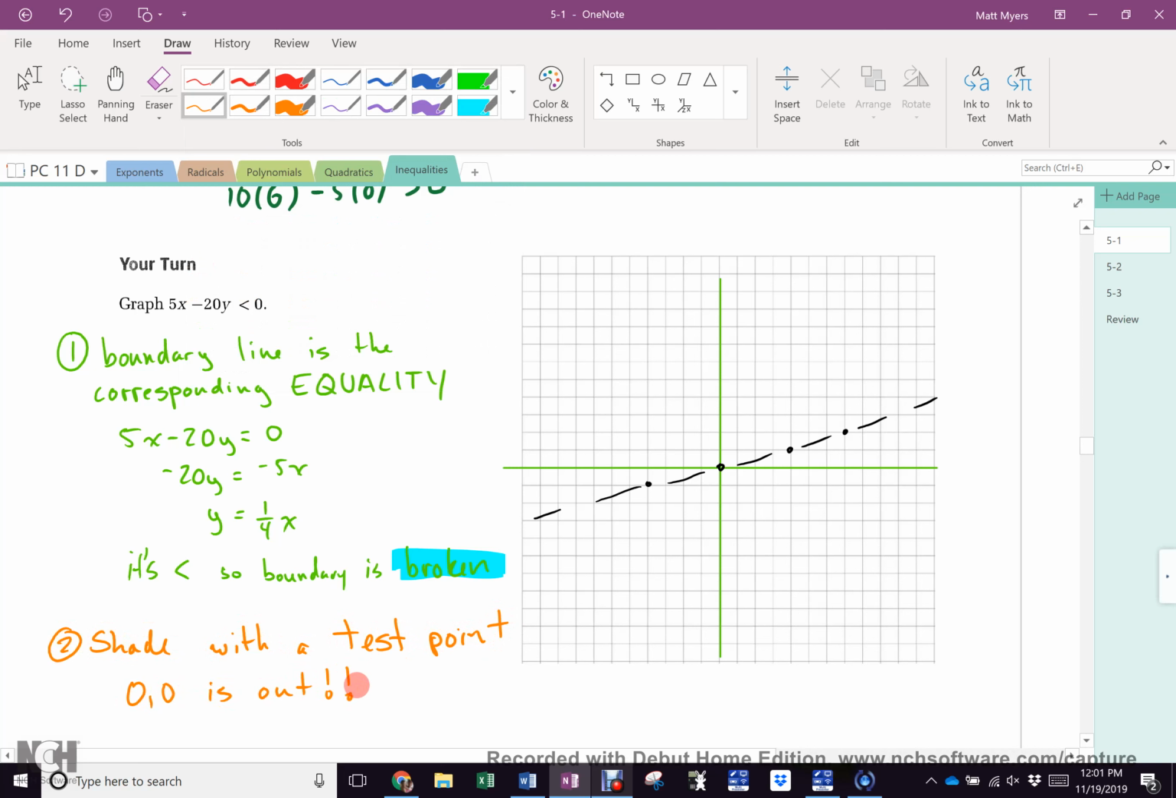You can check your work against mine. Always nice to double check. Good? Everybody, can all graph a line and figure out how to shade it?